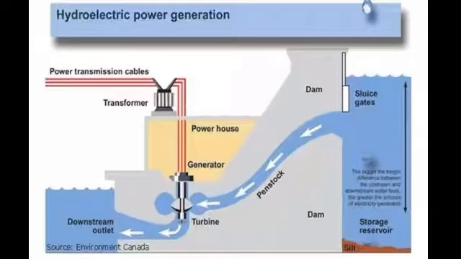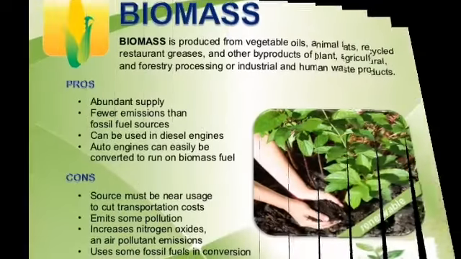These channels take the water and rotate the turbine, and as such, due to the rotation of the turbine, the generator generates the electric current that is supplied to the transformer, from where it is supplied via power transmission cables to the households and other places of use.